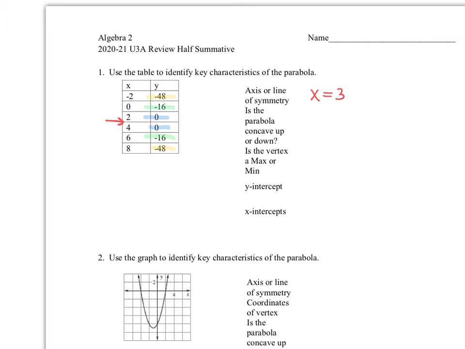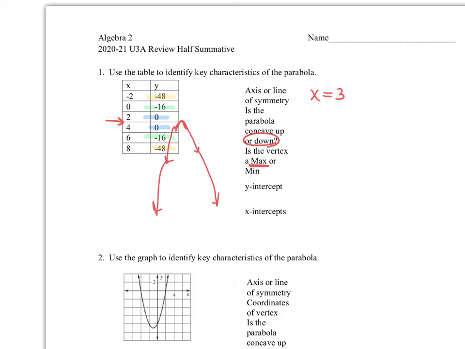And then it says, is the parabola concave up or down? Well, notice your values here are getting smaller and smaller as you go away. Like here, your output 0 to -16 is smaller, to -48 is smaller, and in the other direction, you're starting at 0, -16 smaller, -48 is smaller. So therefore it is concave down, which means our vertex will be a maximum.